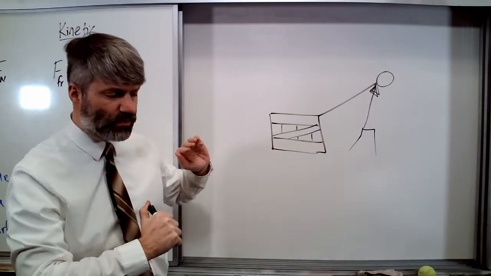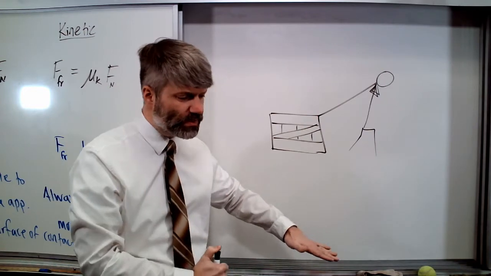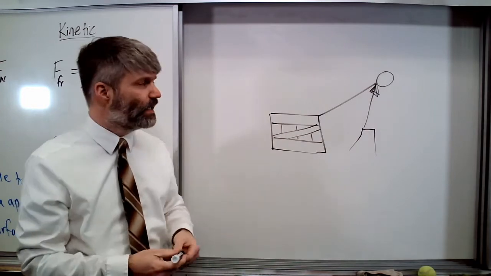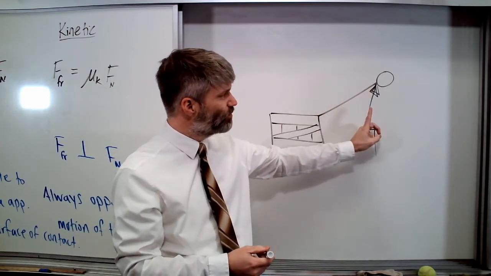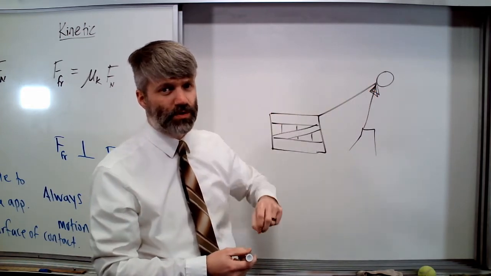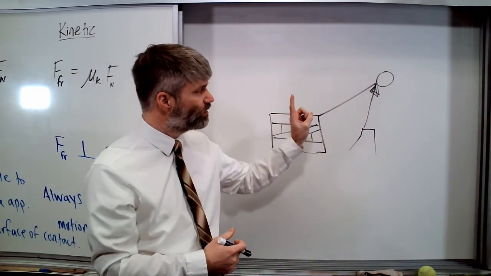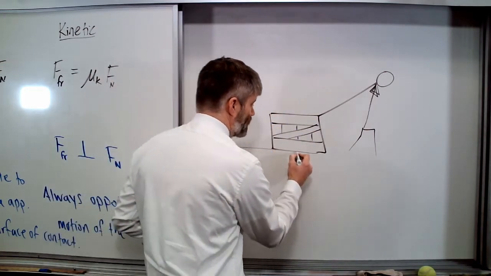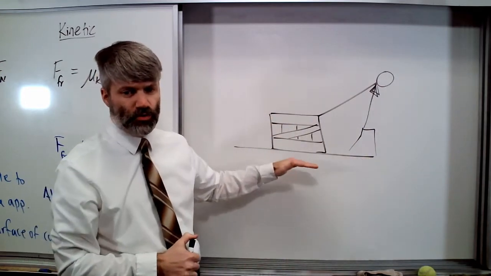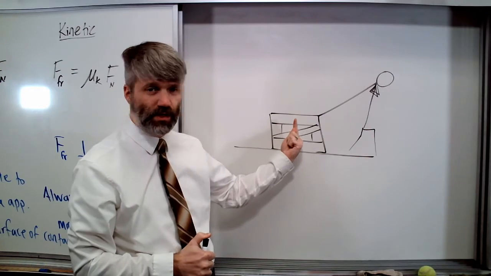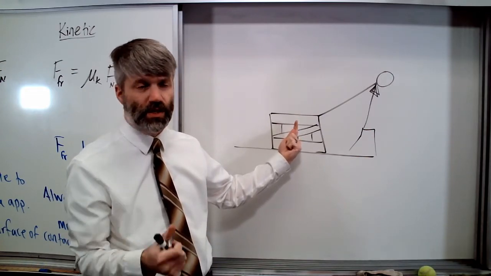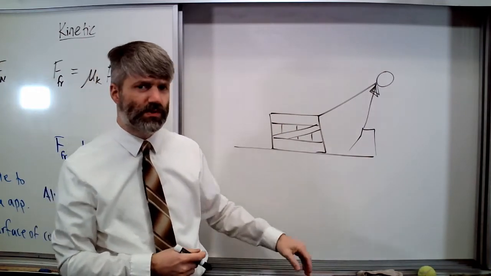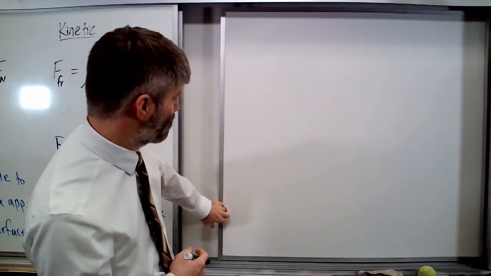Now normally when the crate was being pushed, it was pushed horizontally, and it was very easy to see that the force of friction was related to the normal force, which was equal to the weight. At this point, though, there's a vertical component of the pull of this student that is sort of helping out the ground. So the ground doesn't have to do all of the force to counteract gravity on the crate, which means the normal force is going to be less than the weight of the object. So let's see what this looks like as a free body diagram.